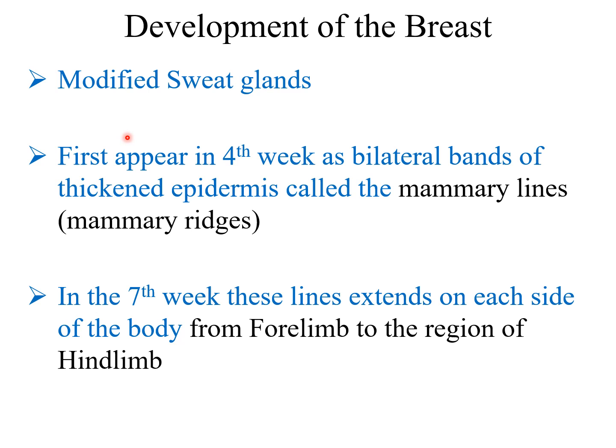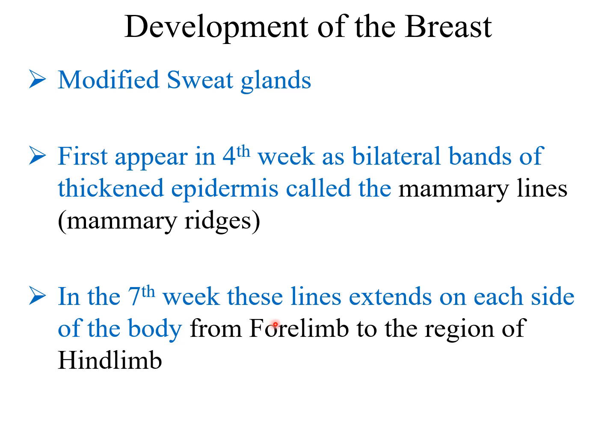So their development first appears in the fourth week of intrauterine life as bilateral bands of thickened epidermis. As we have said, it is an extension from the skin. So thickened epidermis shows bilateral bands and we name them mammillary lines or mammillary ridges. In the fourth week of development, they extend from the mid-axilla to the inguinal region, or the groin region. I will show that in the diagram.